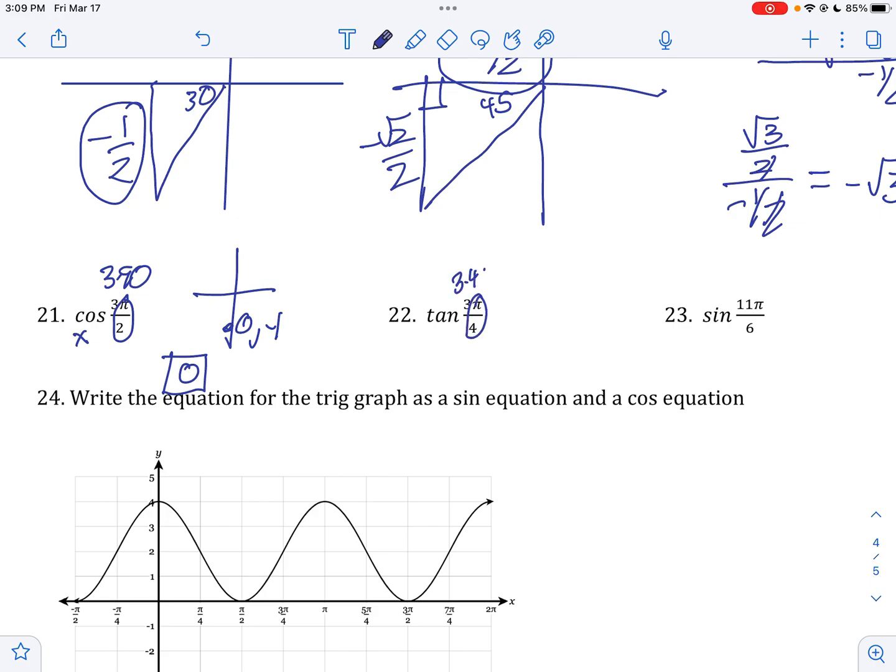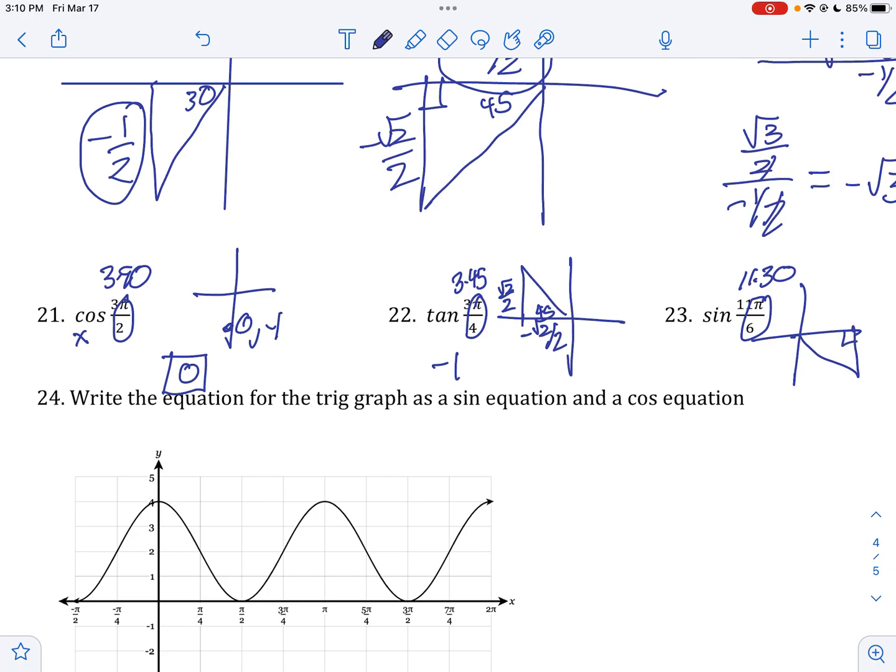Tangent of 3 pi over 4, so that's 45, root 2 over 2, -√2 over 2. Opposite and adjacent are the same, so that's 1, but it's negative, so -1. And then 11 times 30, so that puts us into this quadrant, 330. Sine is our y value, and that would be -1/2.